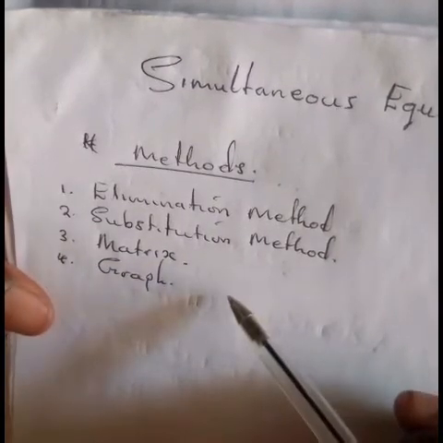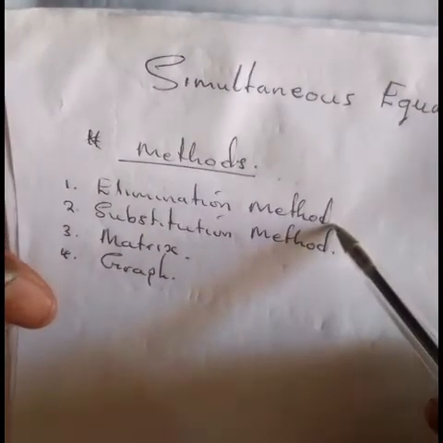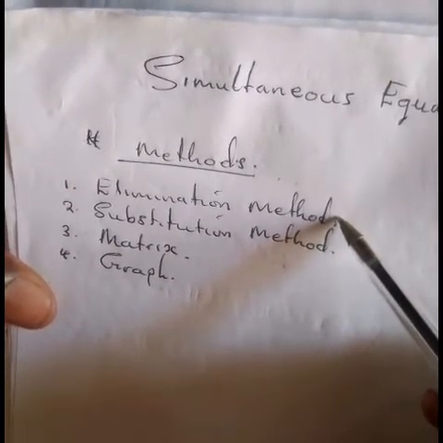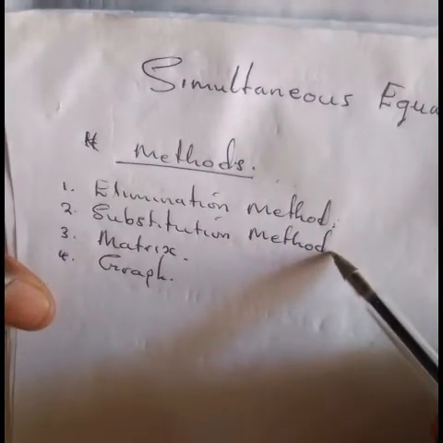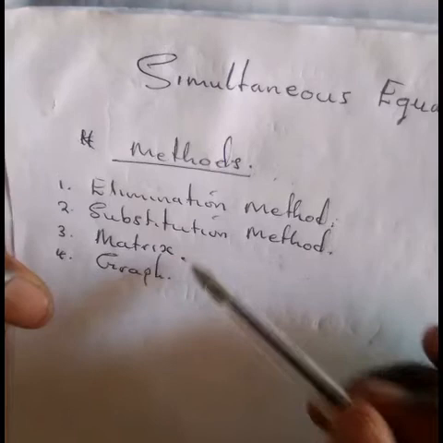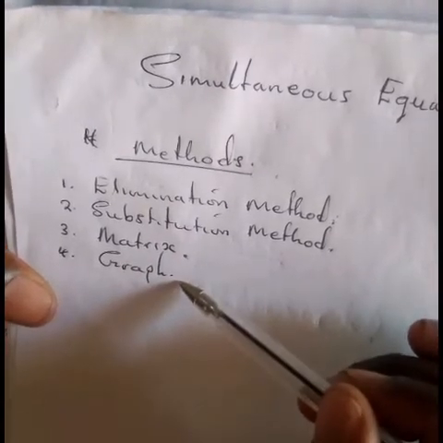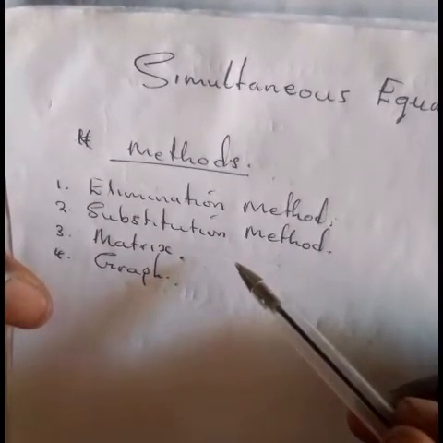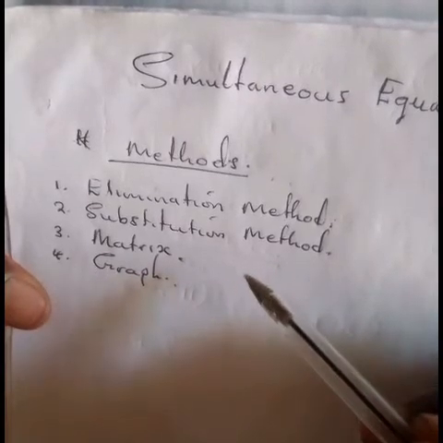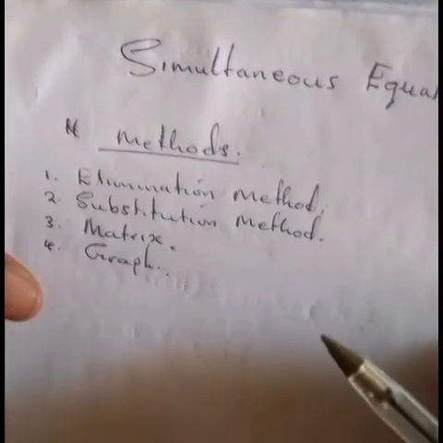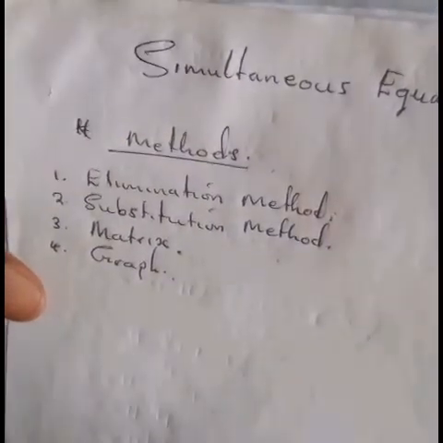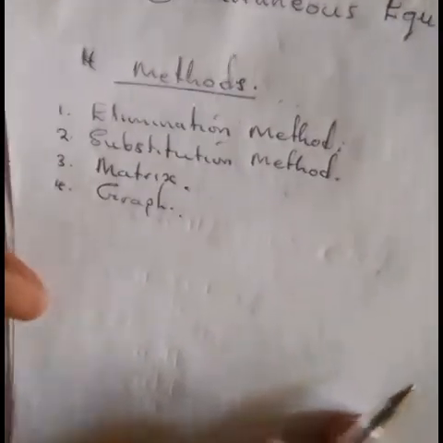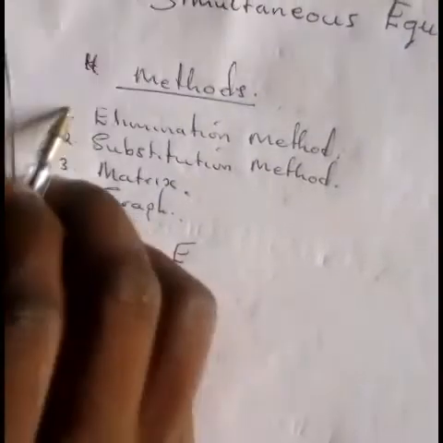If you solve the simultaneous equation using the elimination method, the answer that you get should be the same answer that you get using the substitution method, even using the matrix method, even using graphical methods. Whichever method you use, you get the same answer. The method that you use doesn't matter. So now in this video I'm going to teach you how we solve a simultaneous equation using the elimination method, method number one.